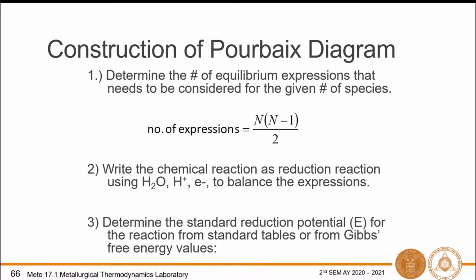This is important: we need to write our chemical reactions as reduction reactions, and later we'll see why this matters. Then number 3, we determine the standard reduction potential for the different reactions, and we can do this in 2 ways. Either we get it from standard tables, or we get it from the Gibbs free energy values using an equation.